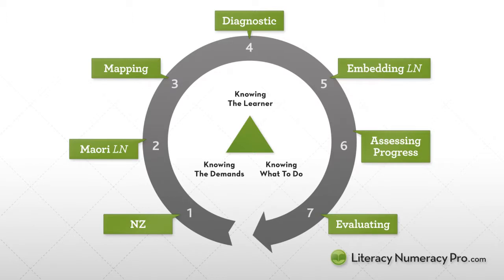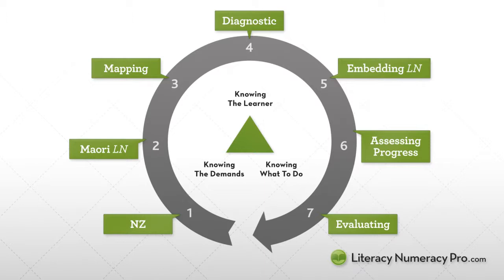Okay, heads up, here we are again. We've tracked through the New Zealand context, the connections into Māori literacy and numeracy. We've mapped the training demands of our course in terms of the literacy and numeracy requirements. We've used some appropriate diagnostic tools to figure out where our learners are at. Now we know the difference between what they ought to be able to do versus what they can actually do. And that brings us to section 5 on embedding.